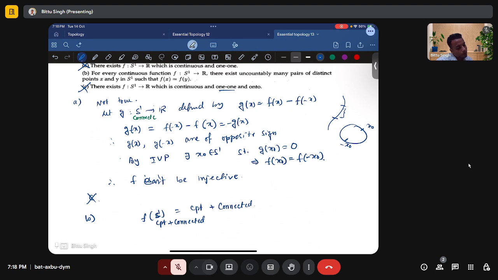Now, we know a connected set of real numbers is an interval, and here it is also compact, therefore that must be a closed interval. Only a closed interval is compact. Other kinds of intervals are not compact. There is another choice, a singleton set, but that is not possible by the previous question. There are two different points. There should be two distinct points in the domain.